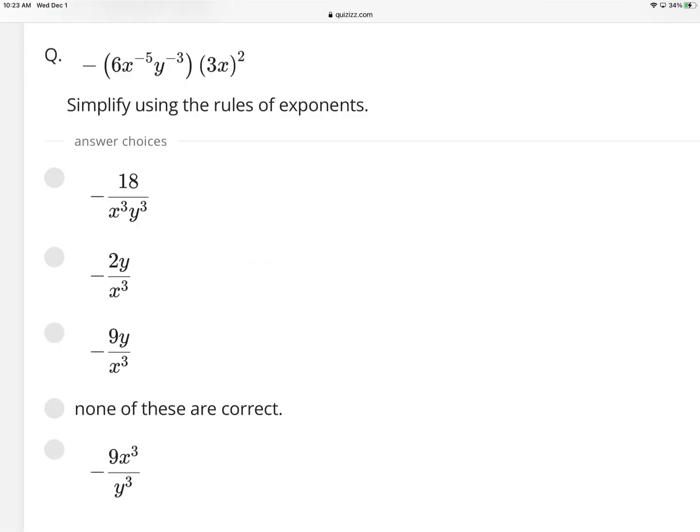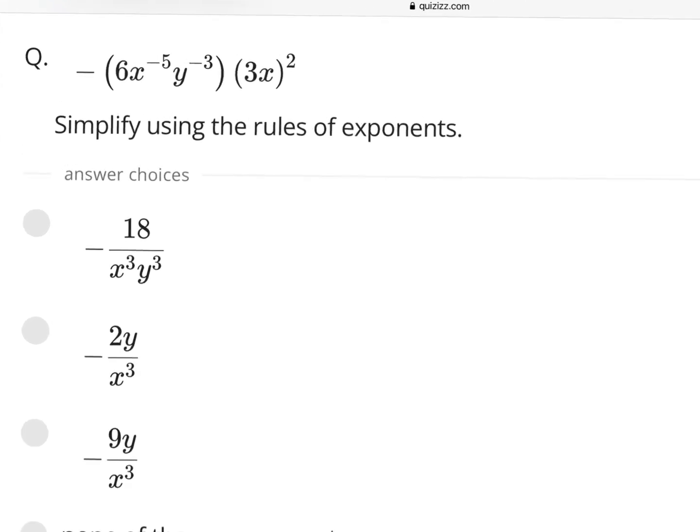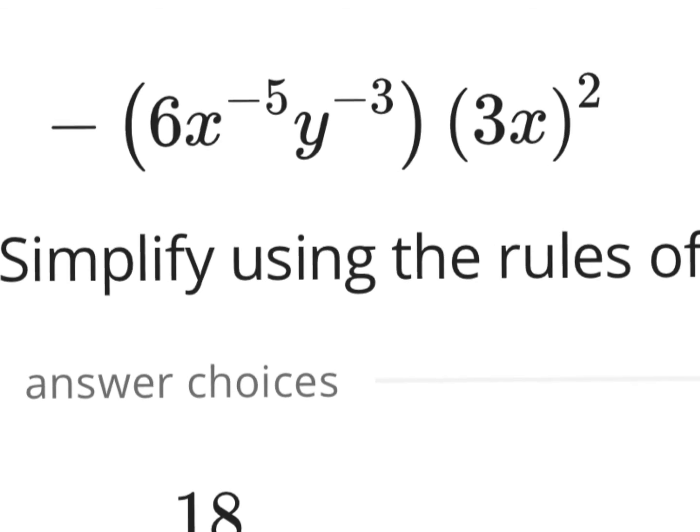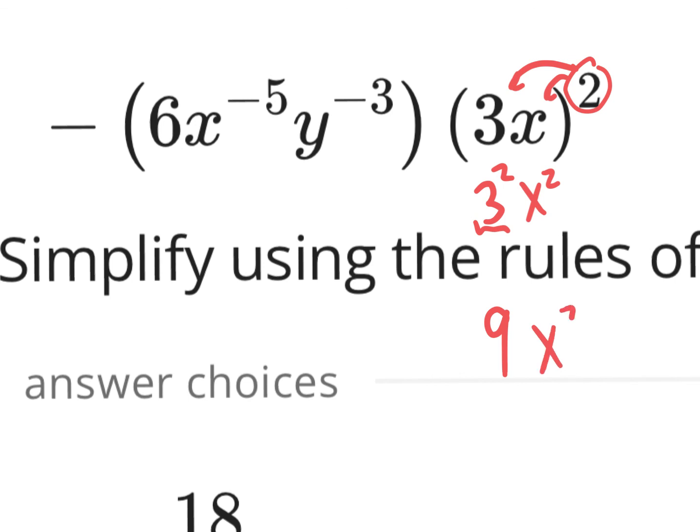So on this question, we have to apply many, many rules of exponents to be able to simplify this. We're going to begin with the rule that when you have parentheses with an exponent on the outside, we're going to distribute it to both terms on the inside. So that will give me a 3 squared and an x squared, which is technically 3 squared is 9, and x squared stays x squared.